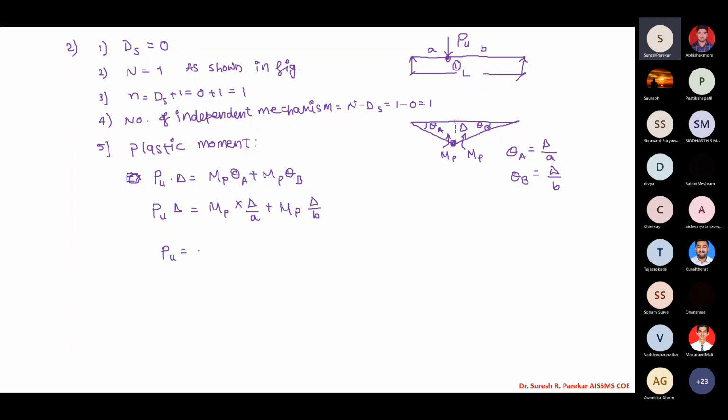We have PU is equal to MP is taken outside, 1 by A plus 1 by B. And then we have MP in bracket A plus B upon A into B. And we know A plus B is L. So we have MP into L upon AB. And we will get therefore MP is equal to PU AB upon L.